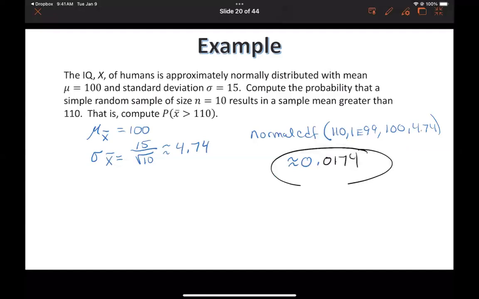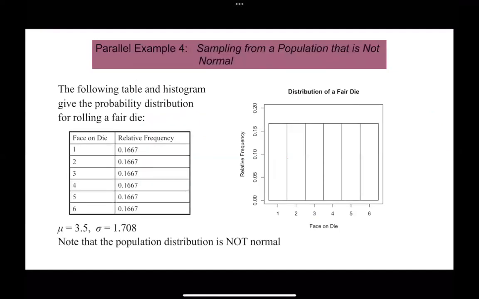All right, I'm going to move forward. So sometimes we have a population that is not normal. For example, rolling a die is going to be a uniform distribution. It's not normal because it's uniform, so the population distribution is not normal. This happens quite frequently. We have an average of 3.5, our standard deviation is 1.708, and it is just not normal.